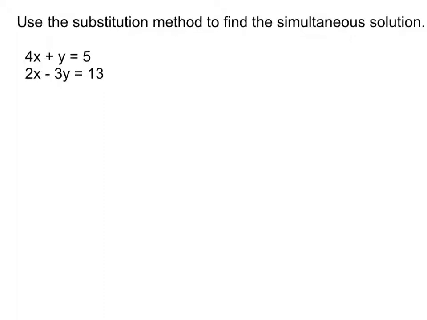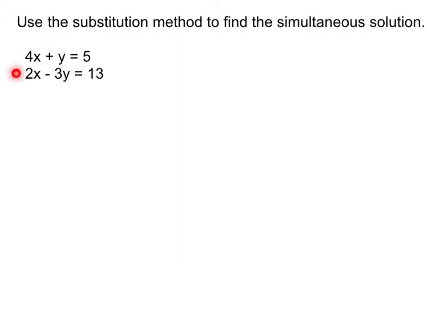Use the substitution method to find the simultaneous solution. Again, when using the substitution method, you want to choose a variable and equation where it's easy to solve for the variable. So when I'm looking at the first equation, I have a choice between solving for x or y. I would choose y because its coefficient is 1.